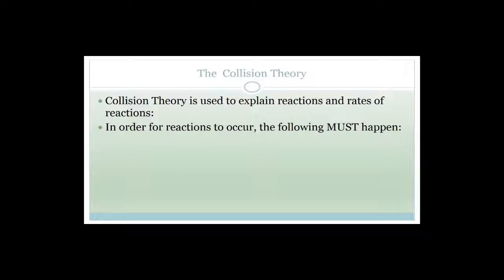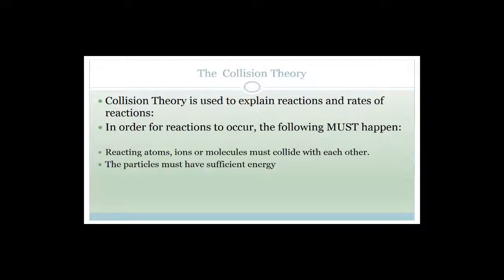In order for a reaction to occur, you have to have certain things happening. And this is what the collision theory explains. One, you have to have the reactant atoms, ions, or molecules collide with each other. If they're just hanging around and they don't actually collide with each other, there's no possibility of a reaction occurring. Okay, that's step one. Step two, the particles must have sufficient energy.